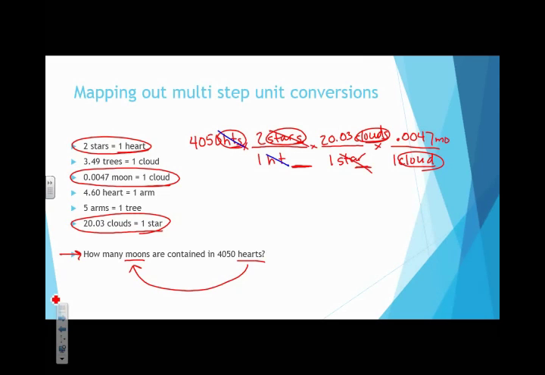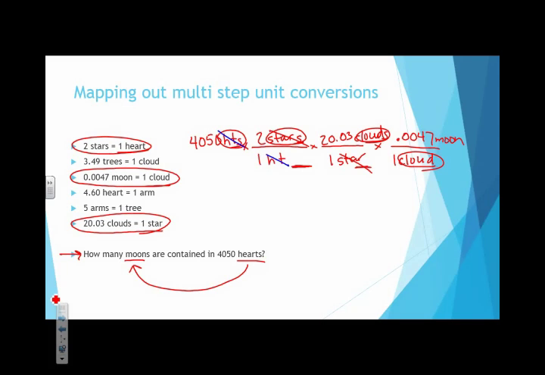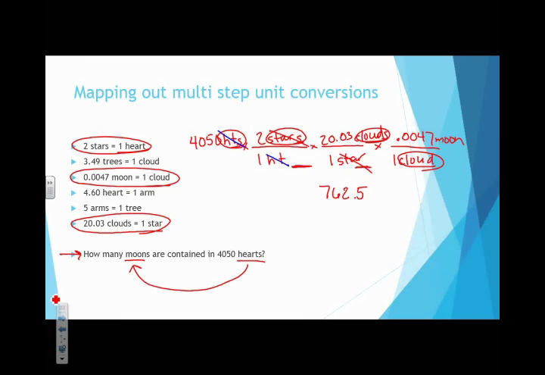0.0047 moons, or moon in this case. And then now it's all over except for just putting it into my calculator. So 4,050 times 2 times 20.03 times 0.0047, and that gives me 762.5 and a lot of other numbers.